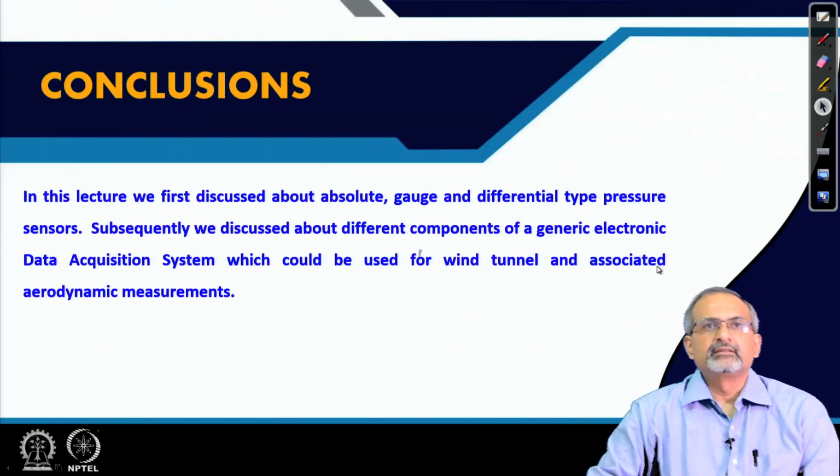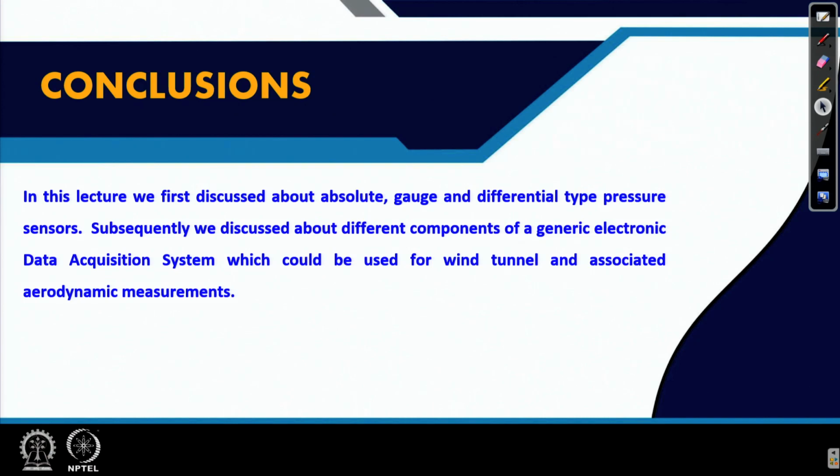So, finally, in this lecture we first discussed the absolute, gauge and differential type pressure sensors. Subsequently, we discussed different components of a generic electronic data acquisition system which could be used for wind tunnel and associated aerodynamic measurements. Thank you.